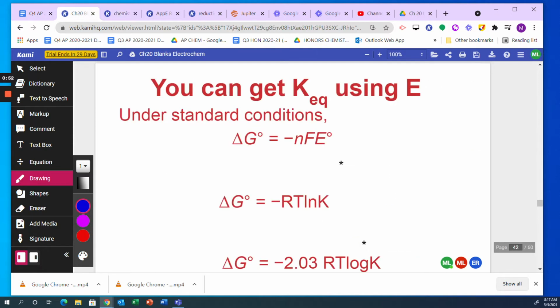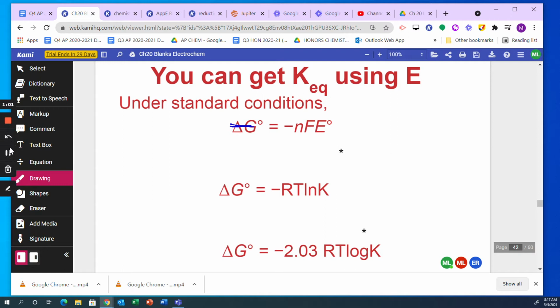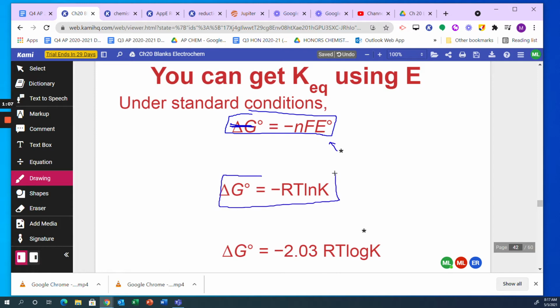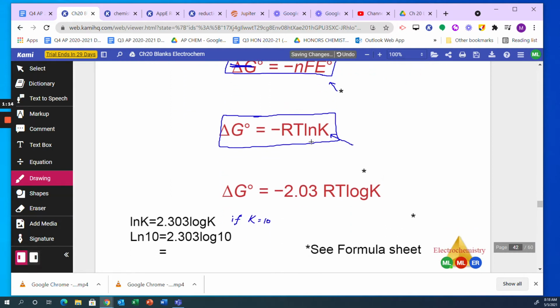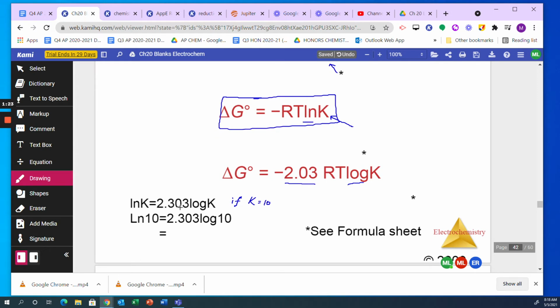So here are the formulas. Here is delta G using the cell potential right there. And here is delta G. Using delta G, you can find K equilibrium. You can also find K equilibrium using, this is natural log, this is the log. All you have to do is multiply it by negative 2.303 to get the same answer.